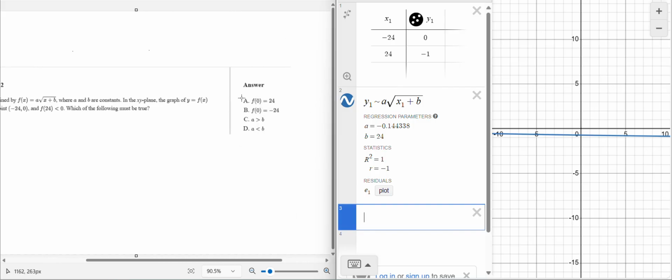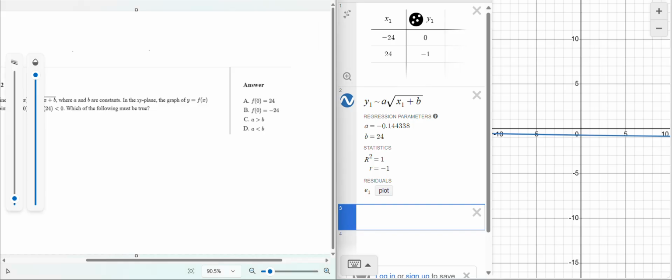So here is the answer, and as you can directly see, a is less than b. One condition is already true here, which is option D. So this is true. A is greater than b? No, a is not greater than b.